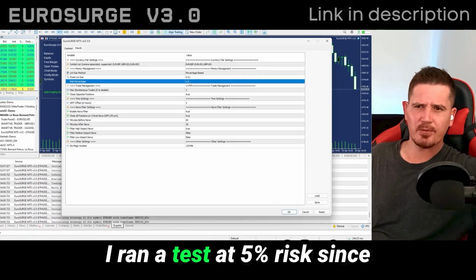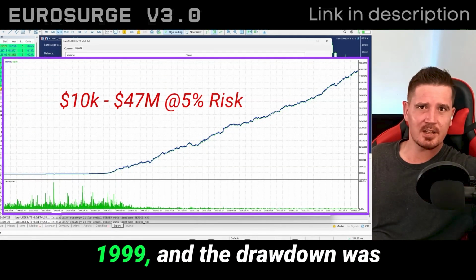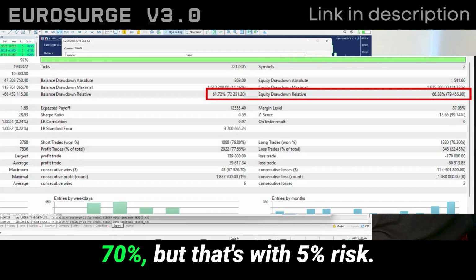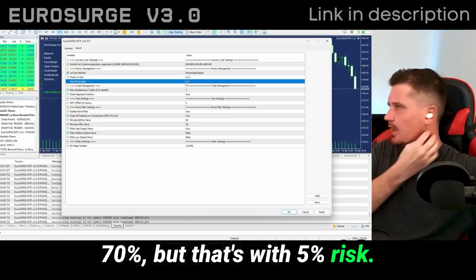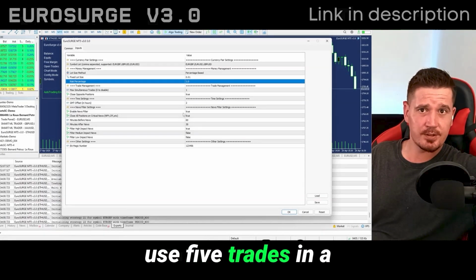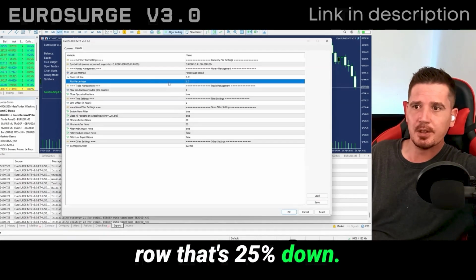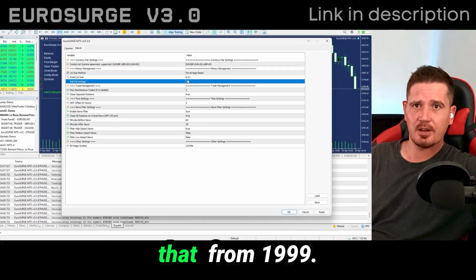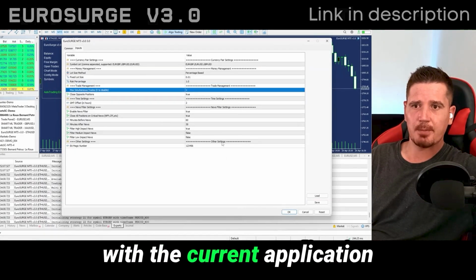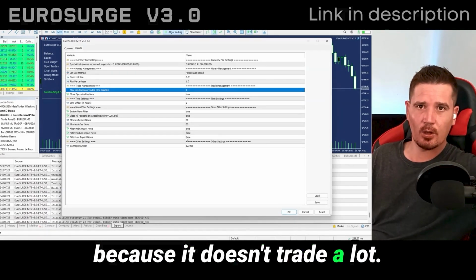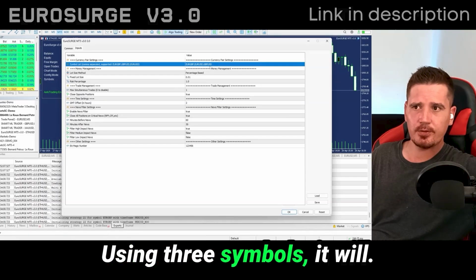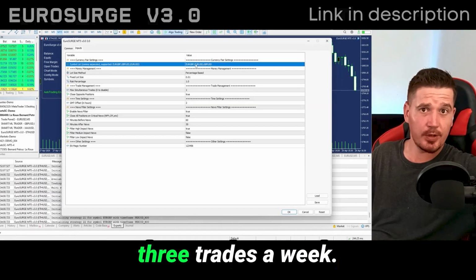I ran a test at 5% risk since 1999, and the drawdown was high, something like 60-70%, but that's with 5% risk. That's risking 5% per trade. So if you, for example, lose 5 trades in a row, that's 25% down. And yeah, it survived that from 1999. 1% is very conservative with the current application because it doesn't trade a lot. It trades 1 trade a week per symbol. Using 3 symbols, it will trade approximately 3 trades a week.